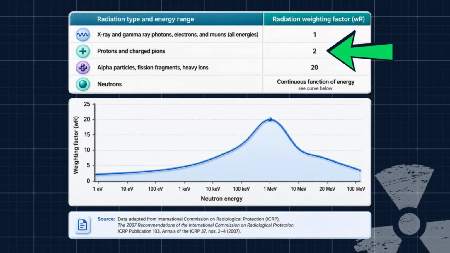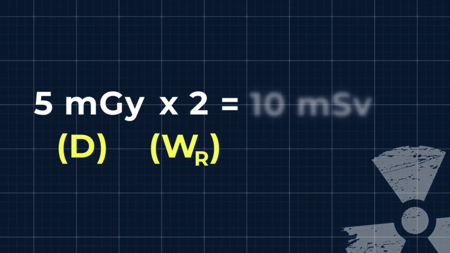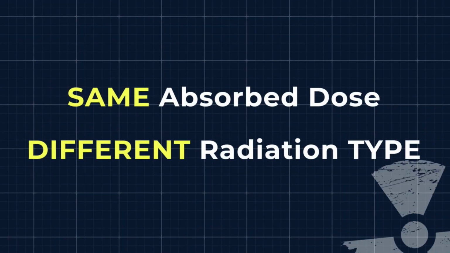What would the radiation factor be? Well, let's look at our chart. The radiation weighting factor is 2, so let's plug in the numbers. 5 multiplied by 2 gives us 10 millisieverts. Same absorbed dose, different radiation type. Very different equivalent dose to our technologist. That is the entire purpose of equivalent dose.